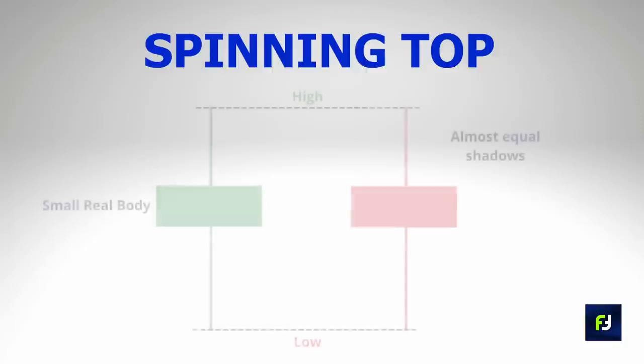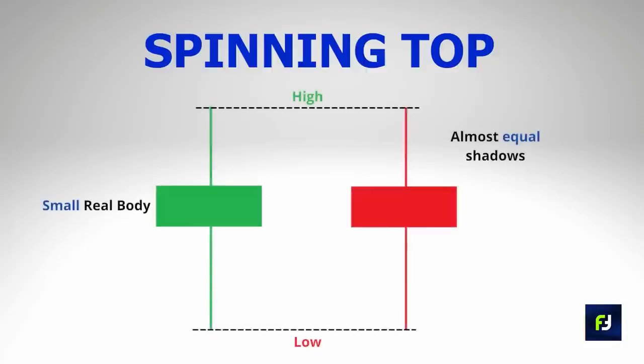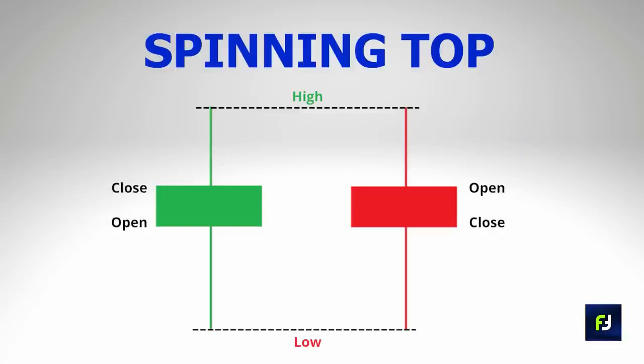We can clearly see that the candles have a small real body. A small real body indicates the open and close prices are quite close, as we have discussed so far. The upper and the lower shadows are almost equal in length. Since the open and close prices are close to one another, the color of the candle doesn't really matter.